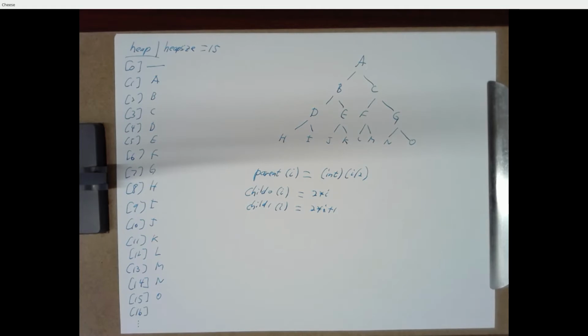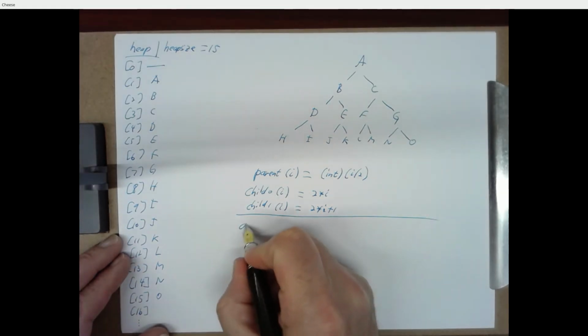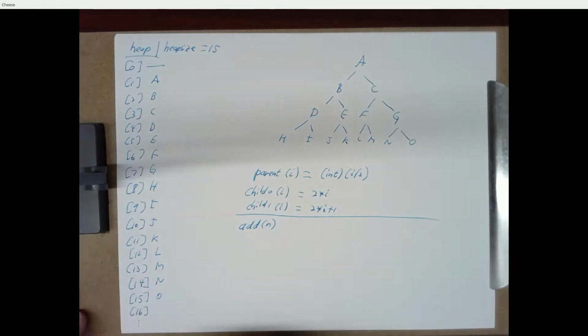So if we want to insert, so let's say add a number n to our heap. When we want to add something to the heap, where does it go initially? Doesn't go on top. It goes on bottom. It goes at the rightmost position on the bottom row. Or we start a new row if there's no space left.